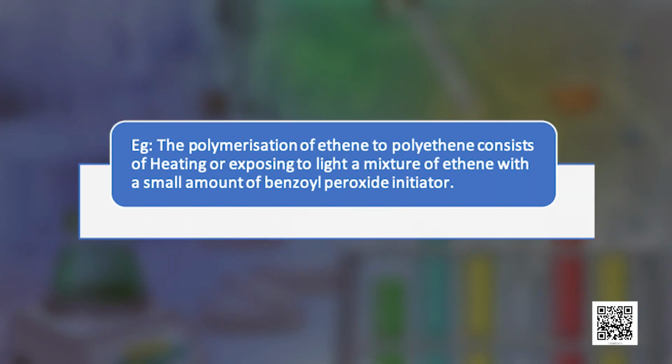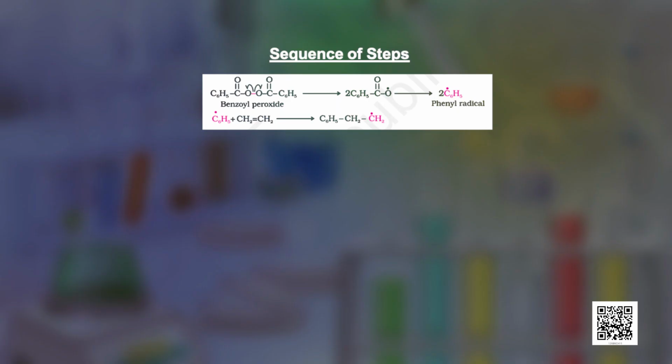Now, this reaction consists of heating or exposing to sunlight a mixture of ethene with a small amount of benzoyl peroxide initiator. The process of polymerization can be divided into three steps. The first step involves the addition of the phenyl free radical formed by the peroxide to the ethene double bond, thus generating a new and larger free radical as shown in the equation, and this step is called the chain initiating step.